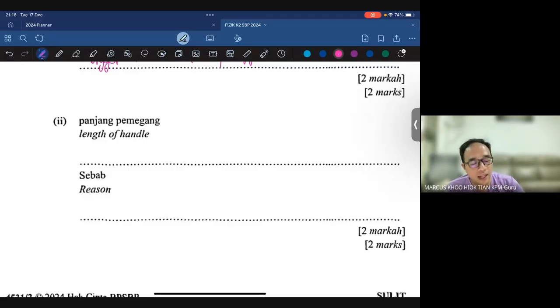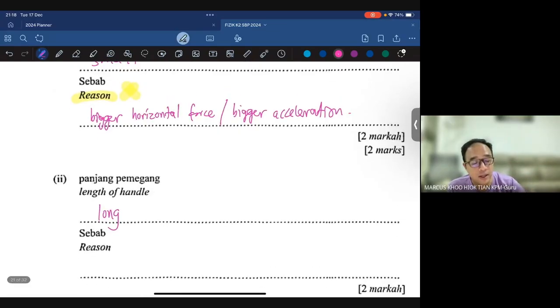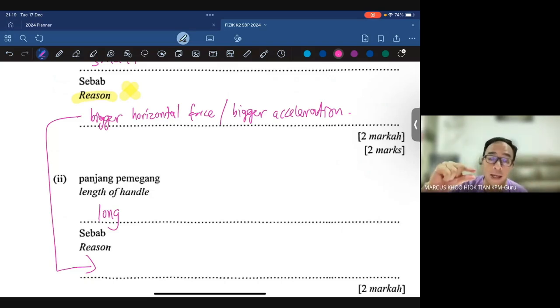Okay, anyway, the length of the handle should be long. Okay, a longer handle is always much better. For the exact same reason. Okay, bigger horizontal force, bigger acceleration. I suppose if you want to say bigger resultant force also can lah. Okay, the idea is there lah. Okay, a long handle gives you a much bigger this one. Actually, a longer handle gives you a smaller angle. Smaller angle gives you a bigger horizontal force lah. Okay, so I think either way is fine.